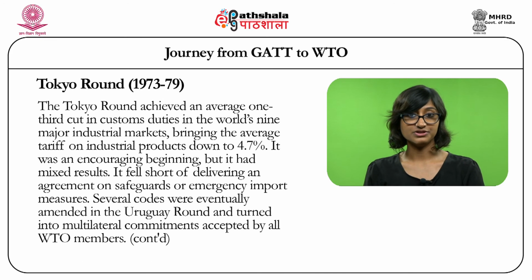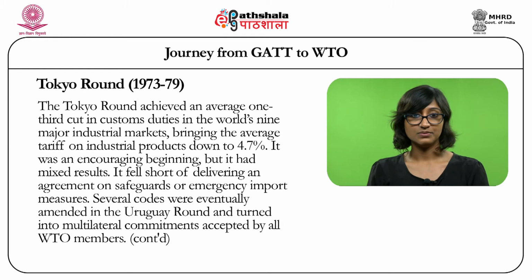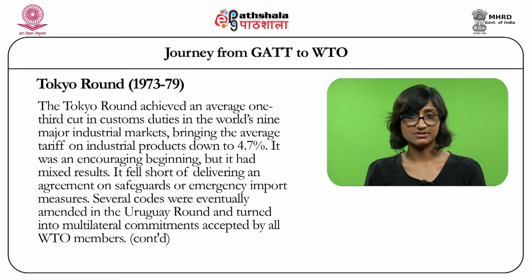The Tokyo round achieved an average one-third cut in customs duties in the world's nine major industrial markets, bringing the average tariff on industrial products down to 4.7%. It was an encouraging beginning, but it had mixed results. It fell short of delivering an agreement on safeguards or emergency import measures.